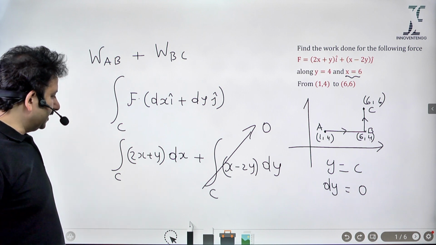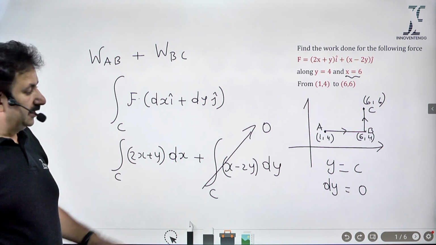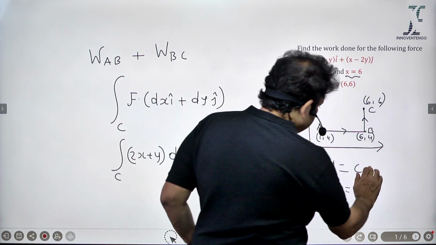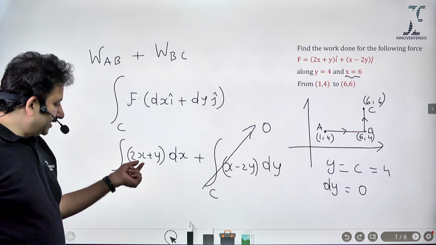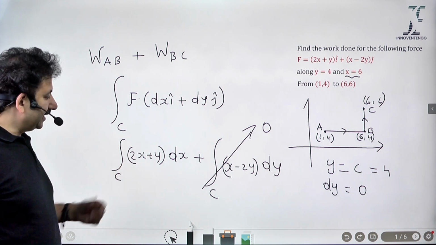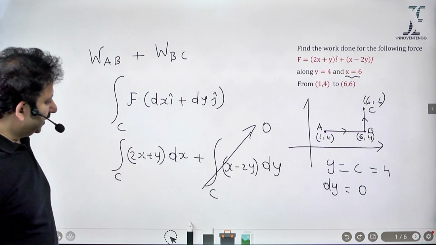But what is the next challenge? Here I am integrating with respect to x, but there is a y coordinate. But I know that y is equal to constant, and that is equal to 4. So therefore, I can replace y by 4 and then carry out the integration. As simple as that. Let me explain once again.